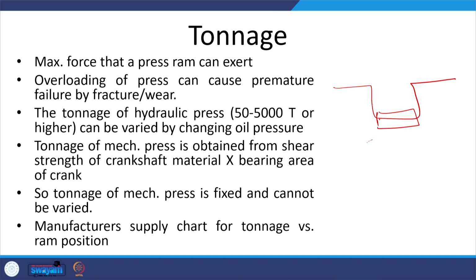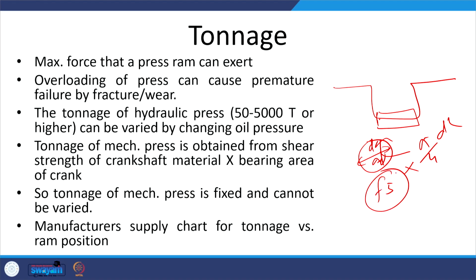So, if the crank pin area A is obtained from pi by 4 d square, where d is the diameter, then it is pi by 4 d square multiplied by the shear strength. If the shear strength Fs of the crankshaft material and the crank pin diameter is d, then we can determine the shear area multiplied by the shear strength of the material.